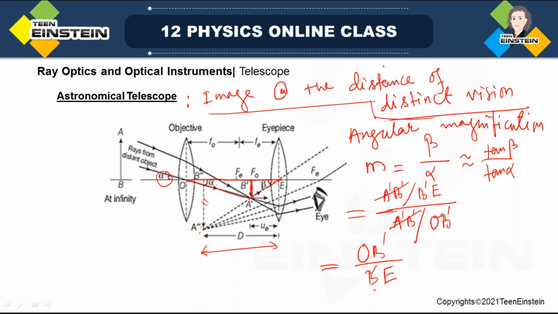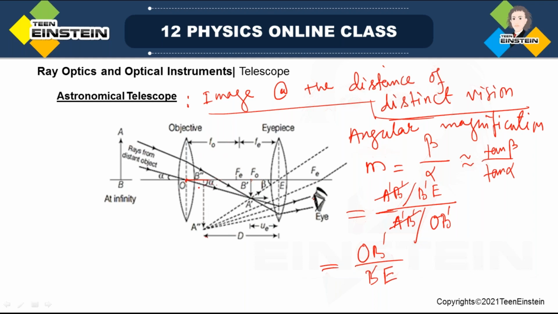Now what we have to do is find out what is OB prime and what is B prime E. Look, I'll just clean this figure nicely. Everything is here, so we will be able to find out what is OB prime. Look, OB prime in terms of the given, see this is O and this is B prime. So this is actually F0, the focal length, because it is at the focal plane.